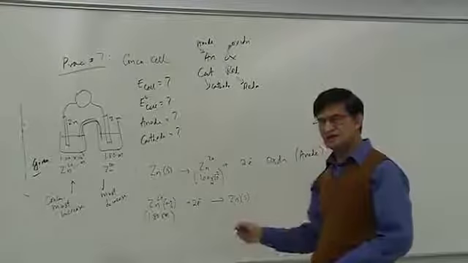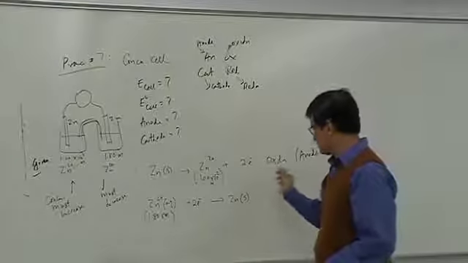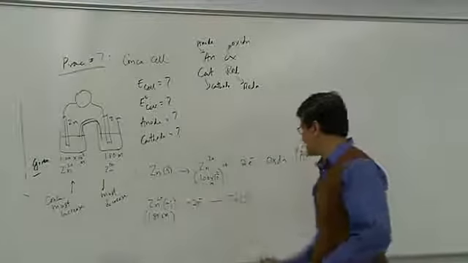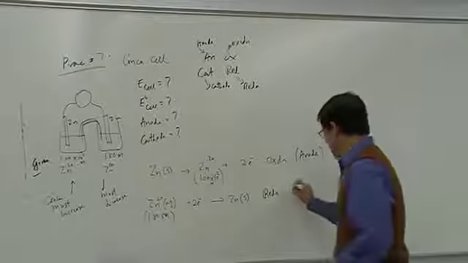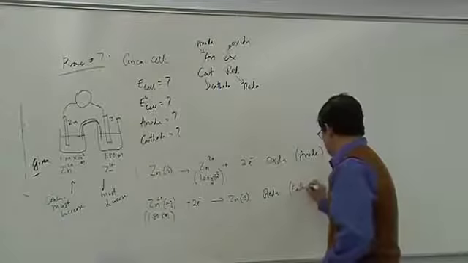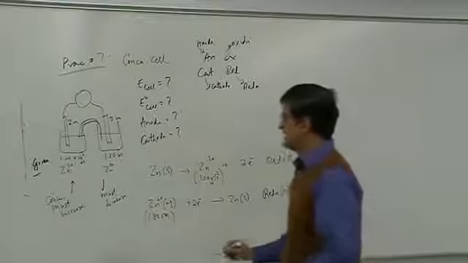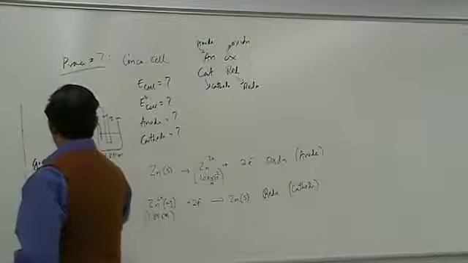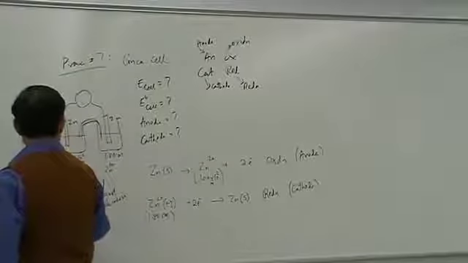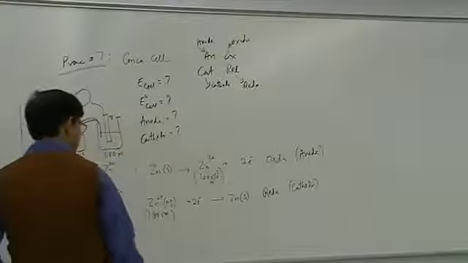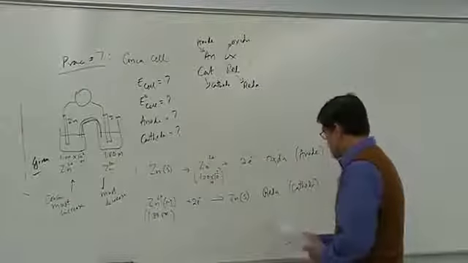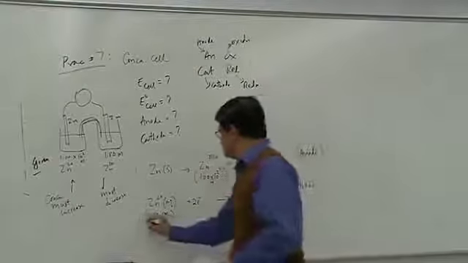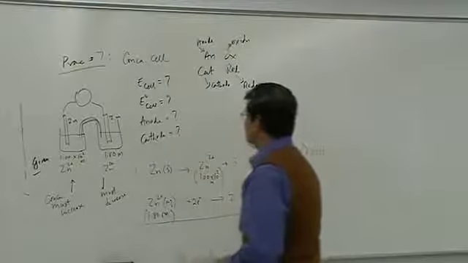So loss of electron is oxidation. Gain of electron is reduction. So this is reduction process, and that happens at cathode. So now we can identify this as anodic reaction. This is anodic, this is cathodic reaction. Now let's add them up before I get the cell voltage.